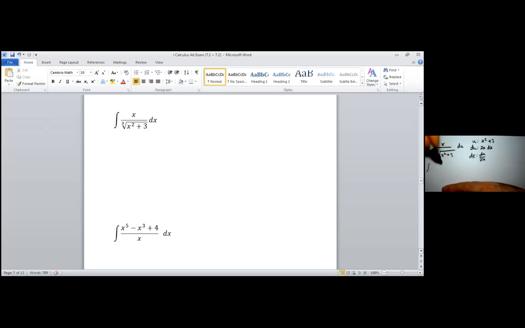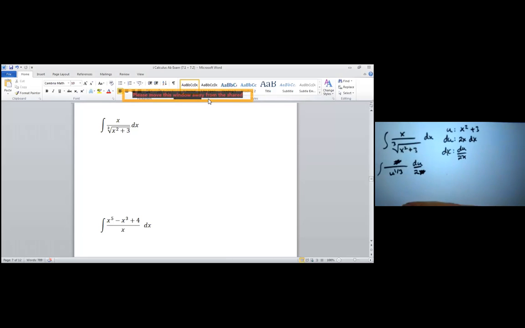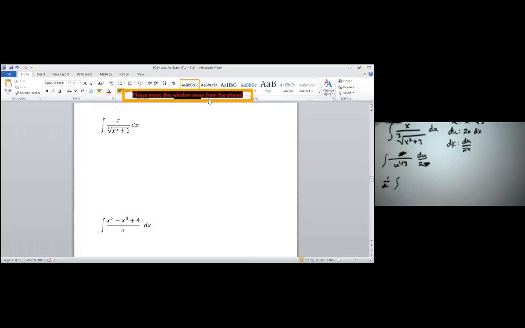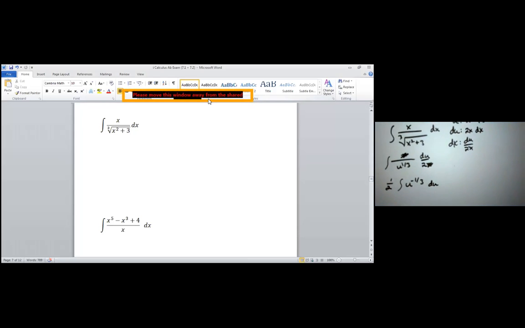So that would be the integral of x over u to the third du over 2x. The x and the x are going to cancel, and it's going to leave us a 2 on the bottom, which is the equivalent of taking out 1/2. And then we need to flip our u upstairs. And finally, after all that, now you're ready to actually integrate.